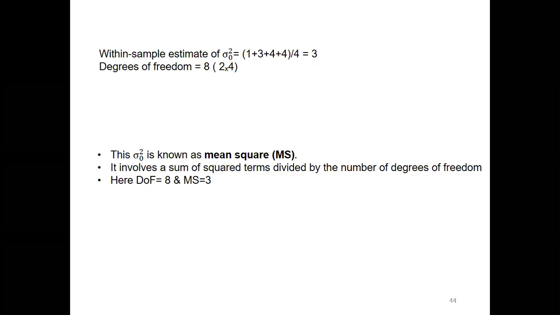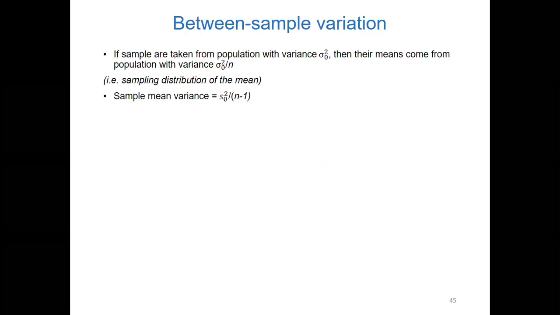I told you at the very beginning, when we do the ANOVA, we have to calculate the variance within sample as well as variance between sample. So we already discussed how to calculate the variance within sample. Now let's move to variance between sample. How can we calculate the variance between sample? Before I move to this part, does any of you have any question? Is it clear so far?